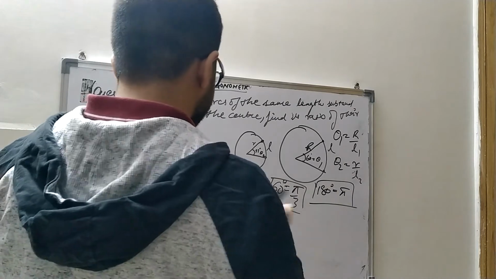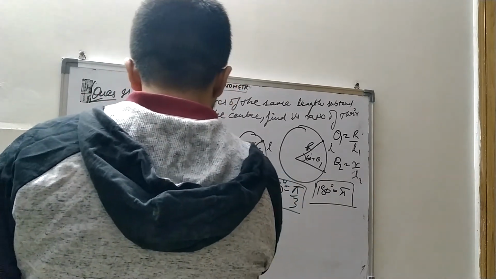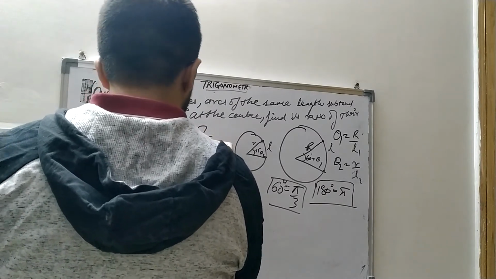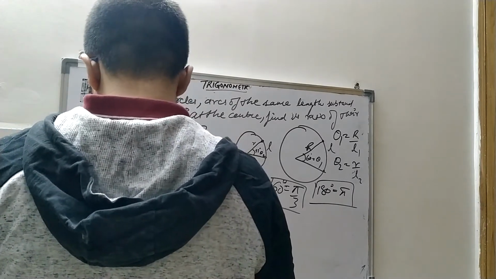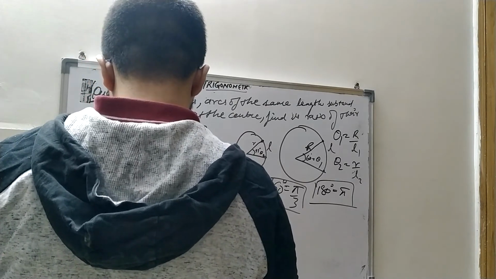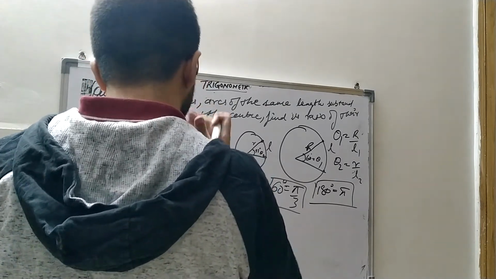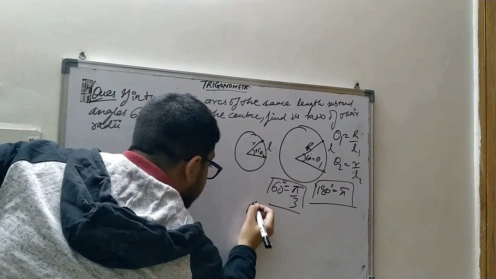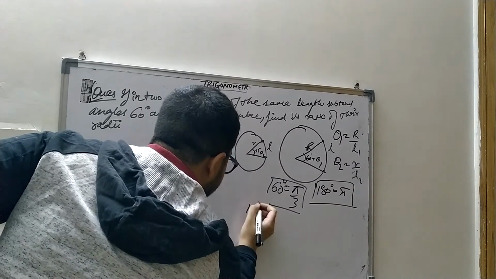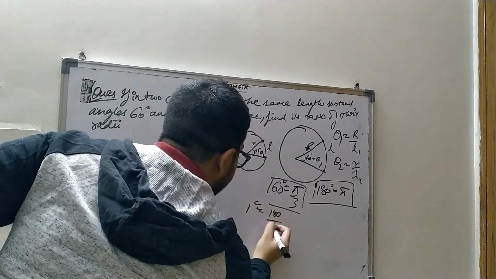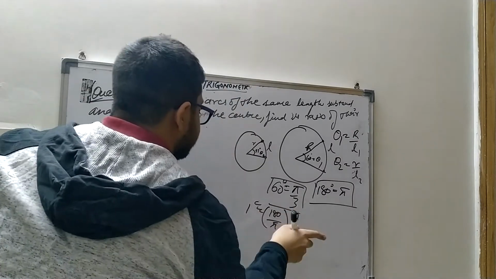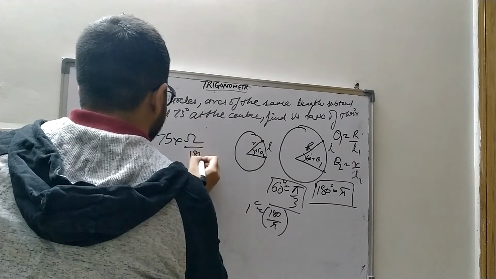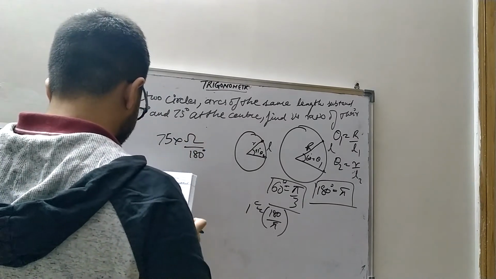Now we solve 75 degree. We know that 1 degree is equal to pi upon 180 radian, and 1 radian is equal to 180 upon pi degree measure. So we have 75 into pi by 180 degree.